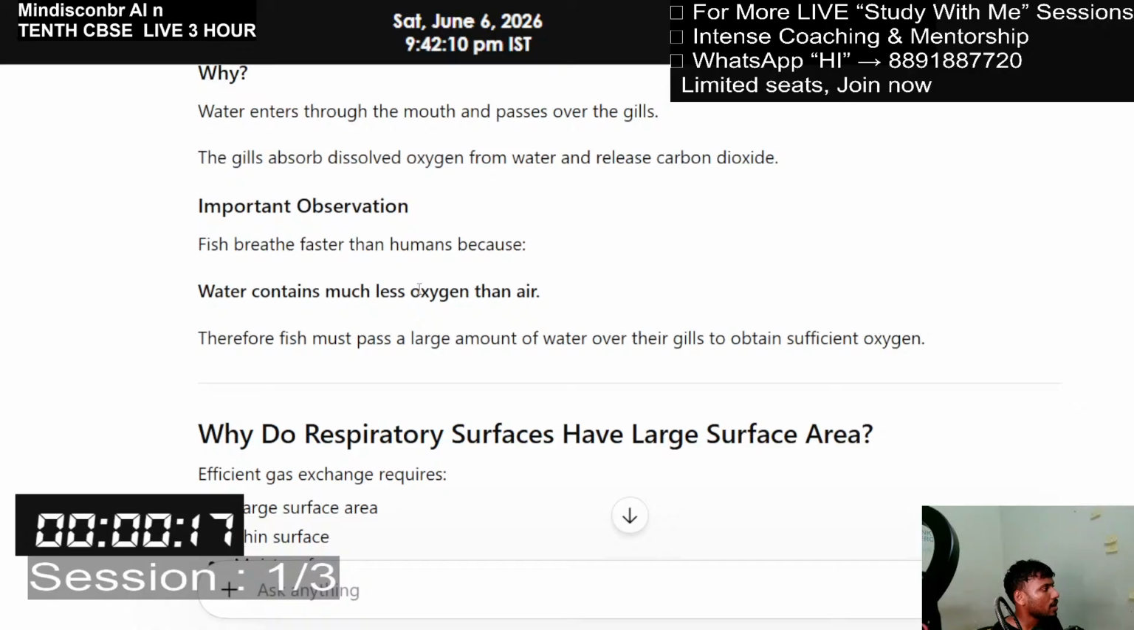Important observation. Fish breathe faster than humans because water contains much less oxygen than air. Therefore, fishes must pass a large amount of water over their gills to obtain sufficient oxygen. Compared to humans, the fish breathing rate is faster because compared to the atmosphere, the oxygen present in water is very low. So fish must pass a large amount of water over their gills to obtain sufficient oxygen.